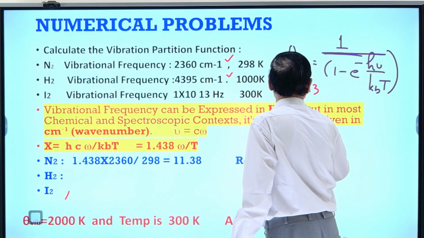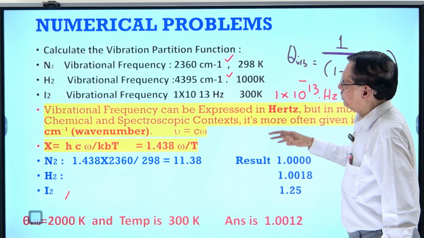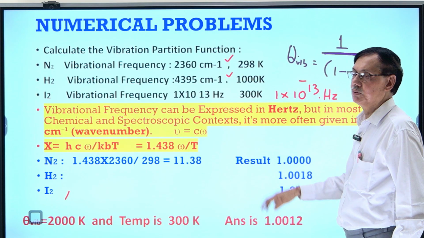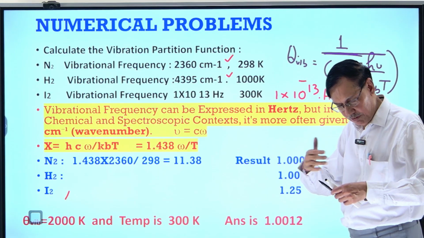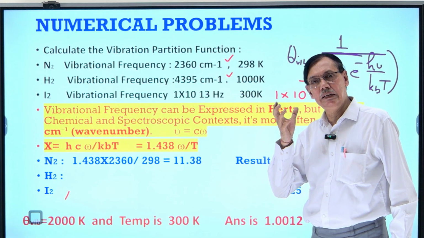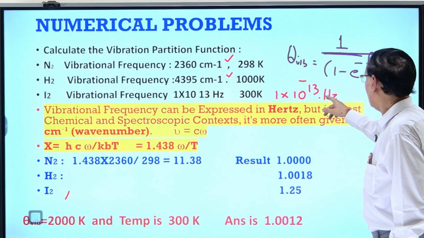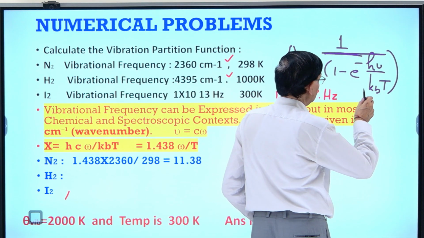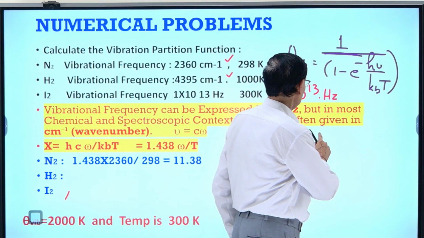Now again, what is the difference? In one case, vibrational frequency is given in terms of CGS unit, centimeter inverse. In another case, it is given in the SI unit, hertz, number of vibrations per second. So again, you need some intelligence here. If it is hertz, you can simply use this formula. But if it is centimeter inverse, you have to make a certain modification.